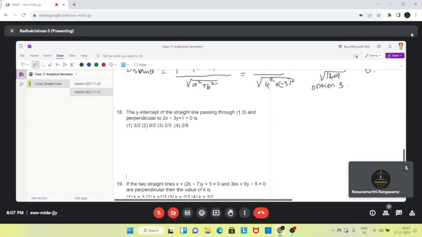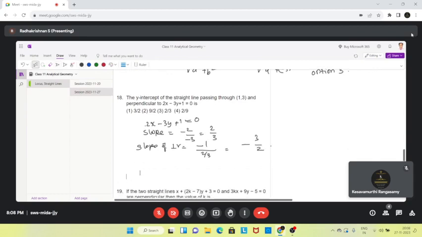That's all. Okay. So the given line is 2x minus 3y plus 1 equal to 0. So what is its slope? Minus a by b. So slope of perpendicular is minus 1 divided by 2 by 3, equal to minus 3 by 2. So we have the slope and we have the point (1, 3). So (y minus y1) divided by (x minus x1) is equal to the slope.